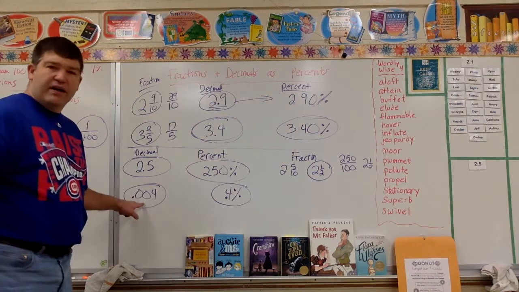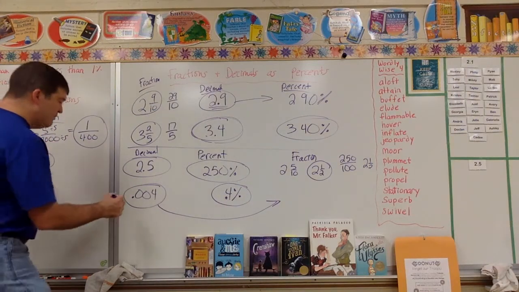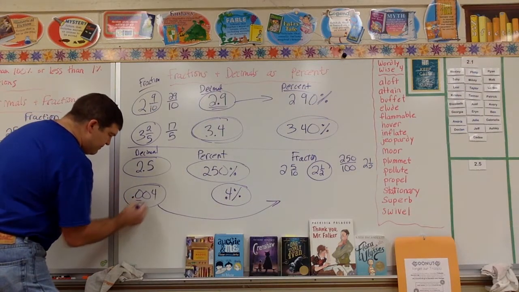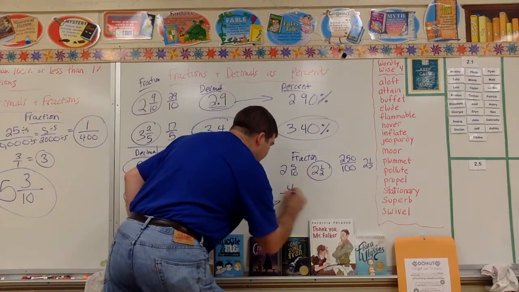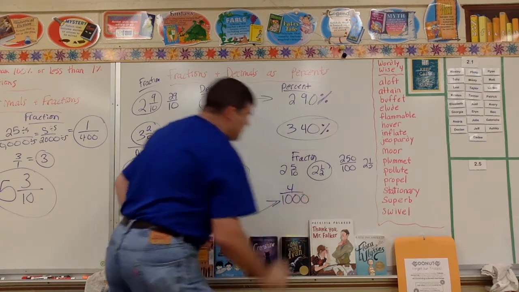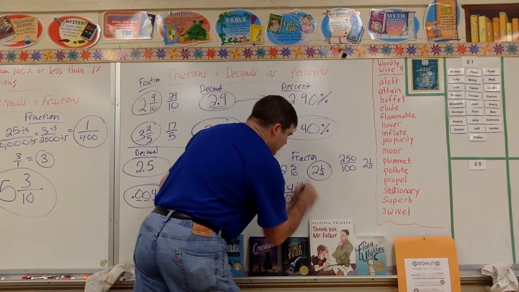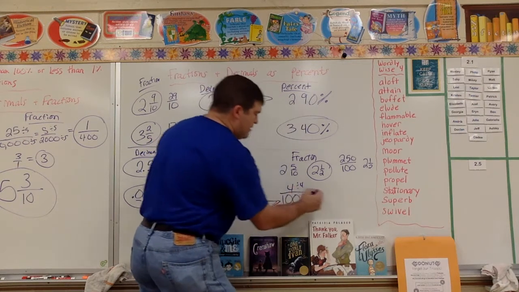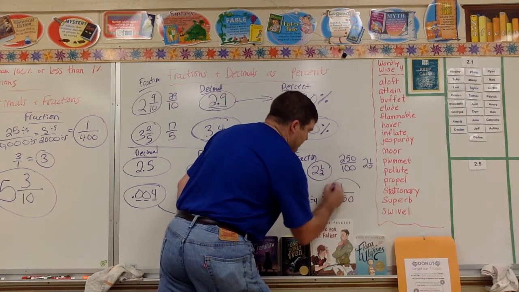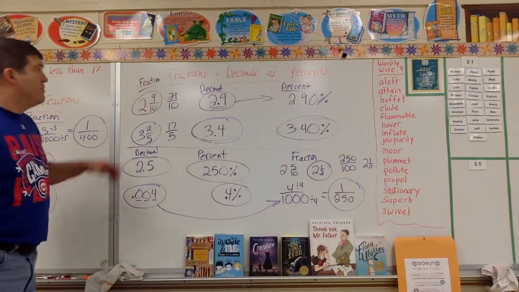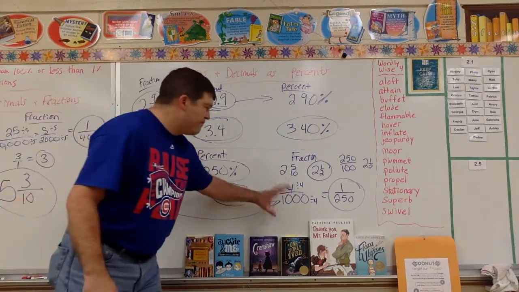Now, I want to take this to a fraction. I'm going to go from here all the way to here. I know my place value. Tenths, hundredths, thousandths. So it's 4 thousandths. 4 over 1,000, I can simplify that. Divided by 4, divided by 4, that gets me 1, and that gets me 250. Okay? So going from a decimal to a percent to a fraction.